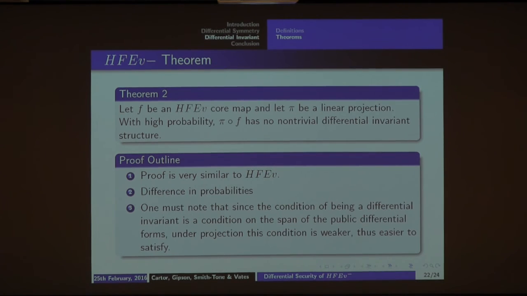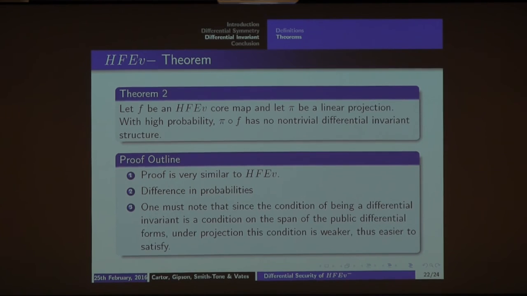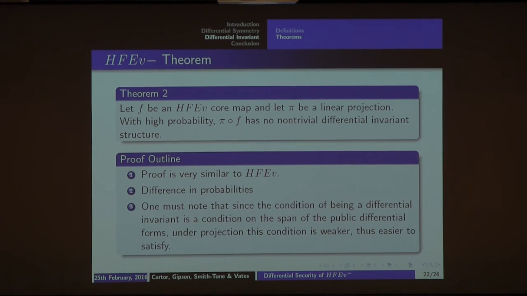We have F being an HFEv core map, and then we do the pi being a linear projection. That's our minus modifier. With high probability, pi composed with F has no non-trivial differential invariant structure. This proof is very, very similar to the outline that I just mentioned with HFEv. There's a slight difference in the probabilities, and one small thing that should be noted is that since the condition of being a differential invariant is a condition on the span of the public differential forms, under this projection the condition is weaker, so it's even easier to satisfy.